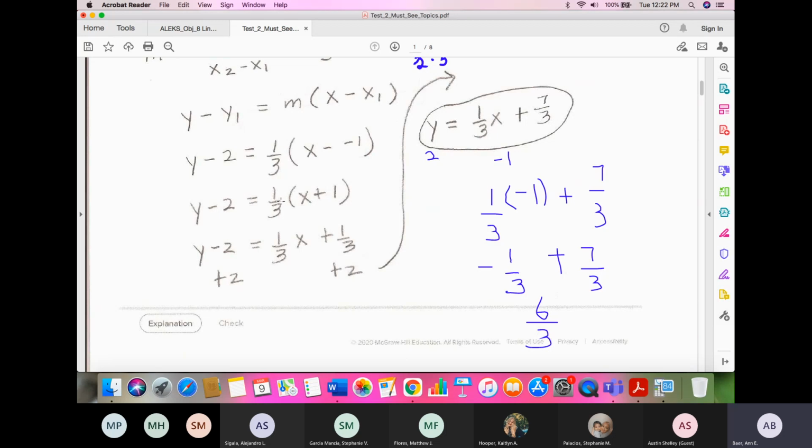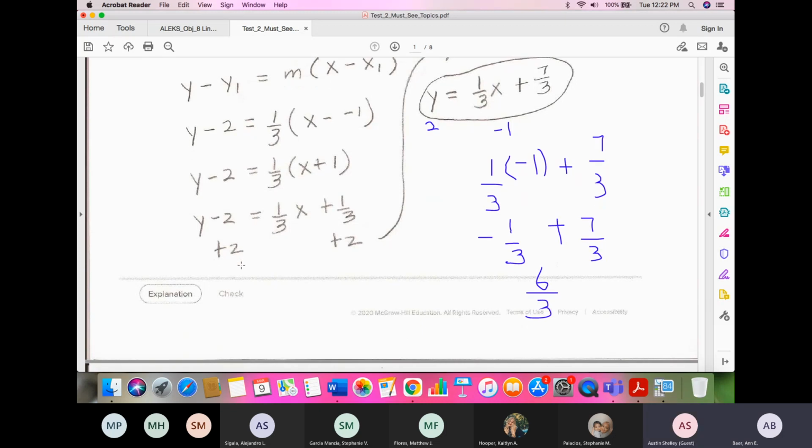This is multiplication over addition. So let's distribute this 1/3 through. 1/3 times x is 1/3 x. This is positive times positive, so that's positive. 1/3 times 1 is 1/3.